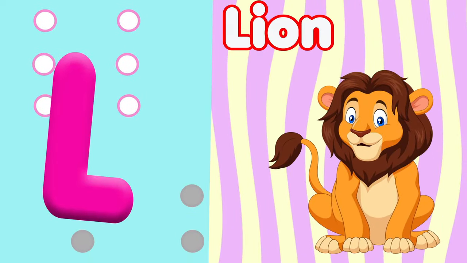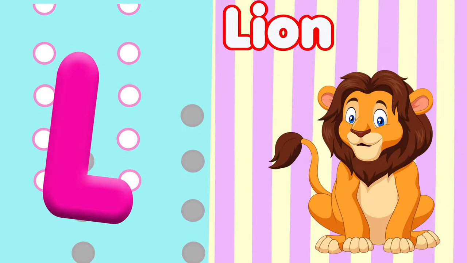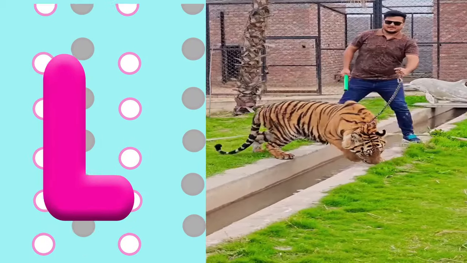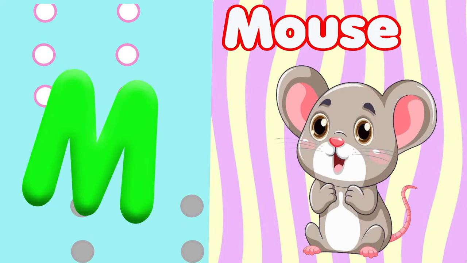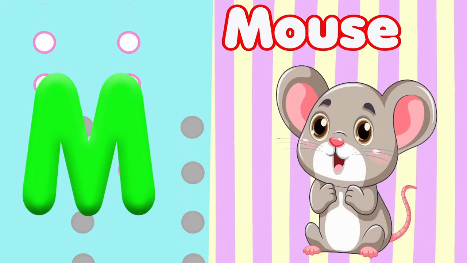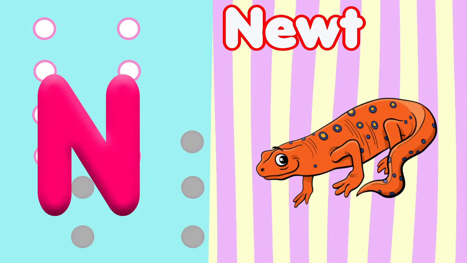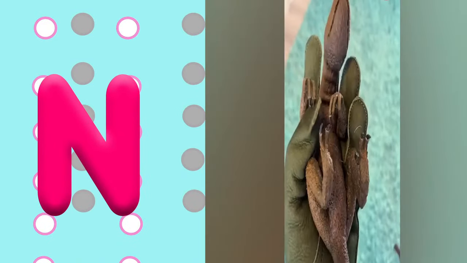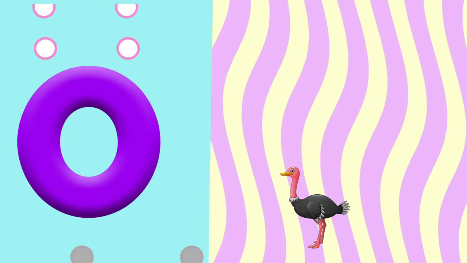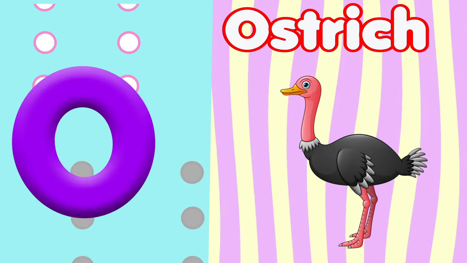L is for lion, l, l, lion. M is for mouse, m, m, mouse. N is for newt, n, n, newt. O is for ostrich, o, o, ostrich.